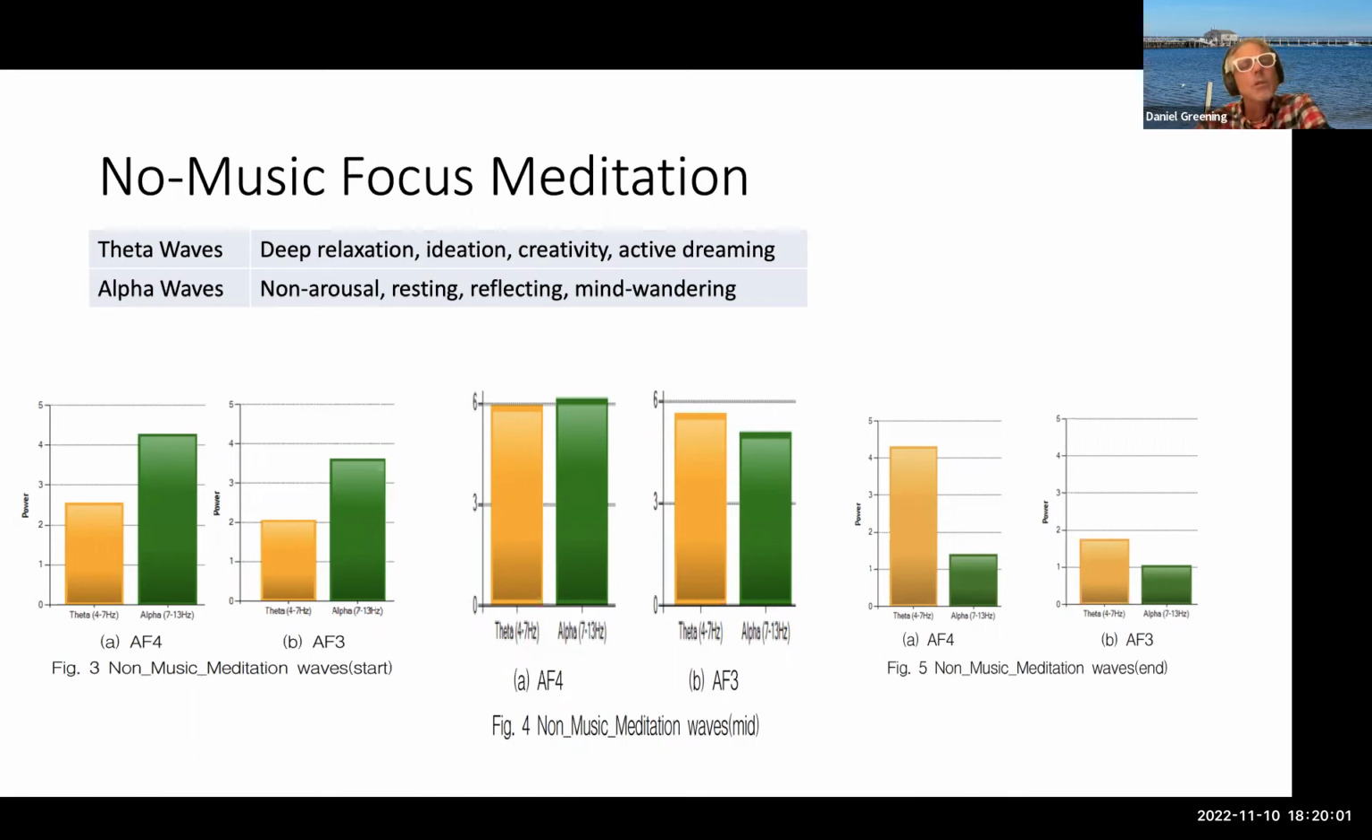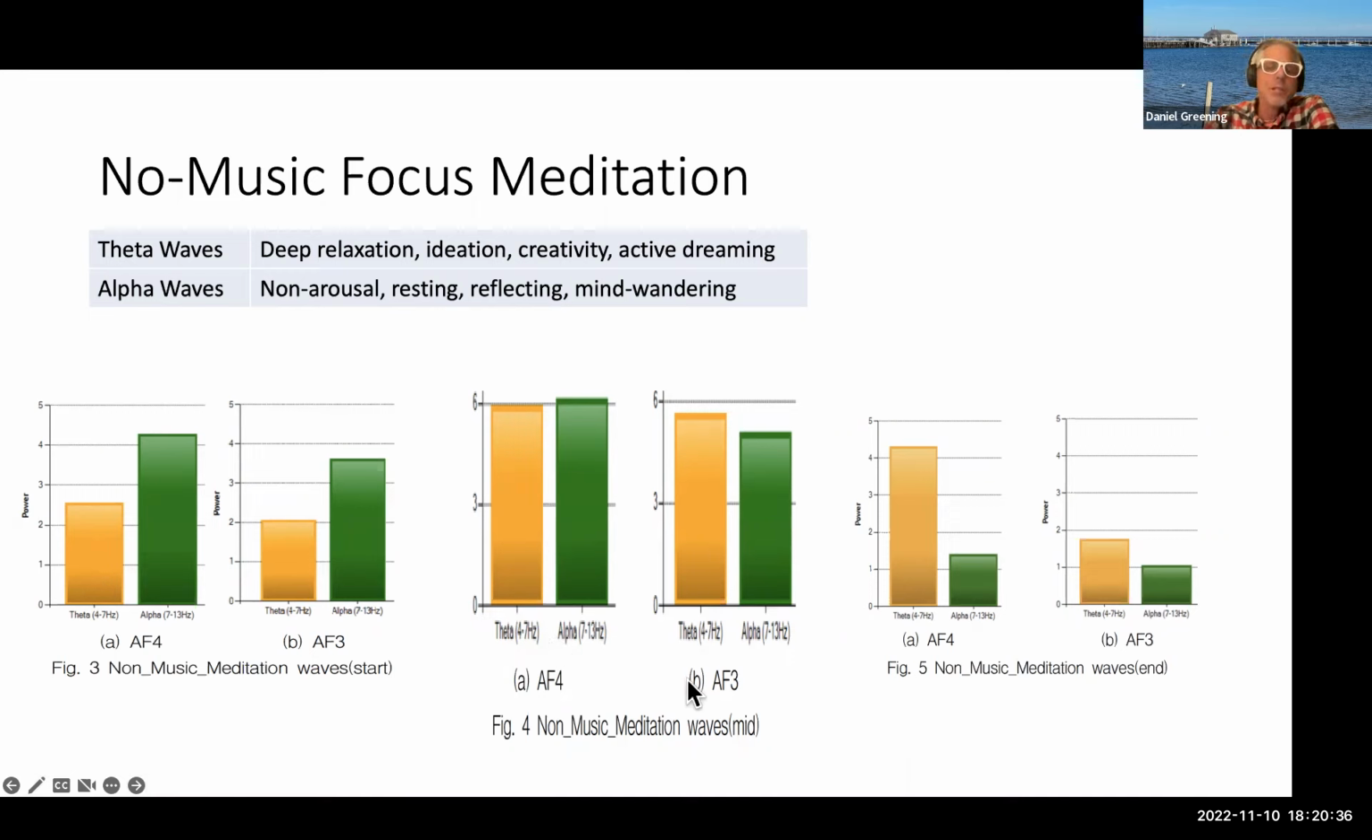So you see that at the beginning state, these are two sides of the brain. And I believe this is the right hemisphere and this is the left hemisphere. But what you're seeing is that before meditation, not that surprising, alpha waves dominate, and that is a non-aroused, resting, reflecting, mind wandering sort of state. Similar situation over here. Theta waves are lower.